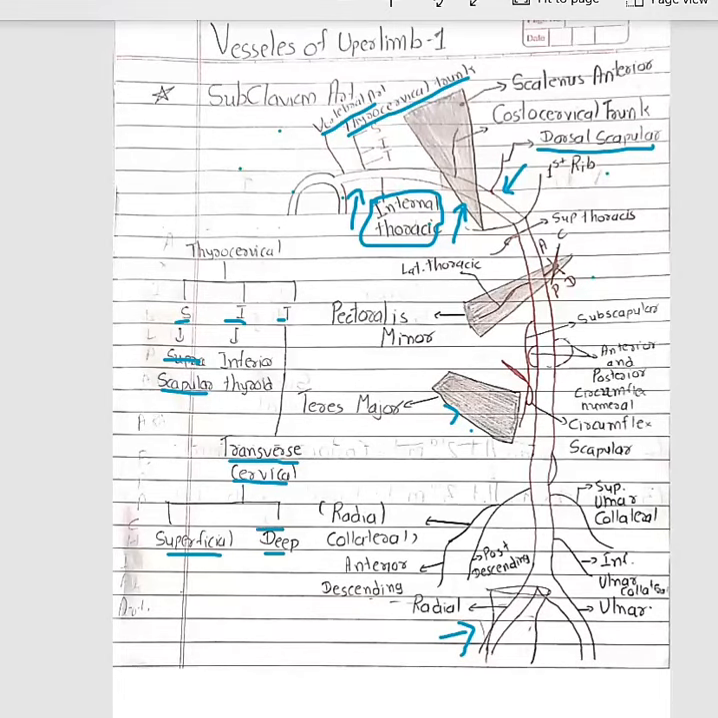The deep branch of the transverse cervical artery is sometimes replaced by the dorsal scapular artery. The internal thoracic artery is sometimes used as a graft, and it connects the vessels of the upper limb and lower limb. How? The internal thoracic artery gives the branch superior epigastric artery, which anastomoses with the inferior epigastric artery, which is the branch of the external iliac artery, and the femoral artery is the continuation of the external iliac artery.